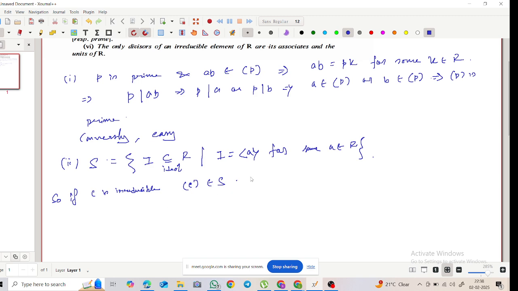Okay. So if this is not maximal, do you understand what a maximal element in S is? An element M is maximal in S if M is not contained in any proper ideal in S.